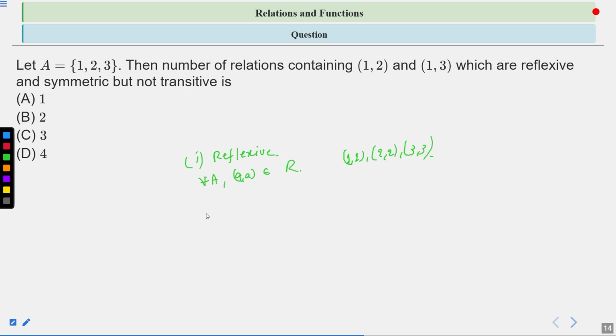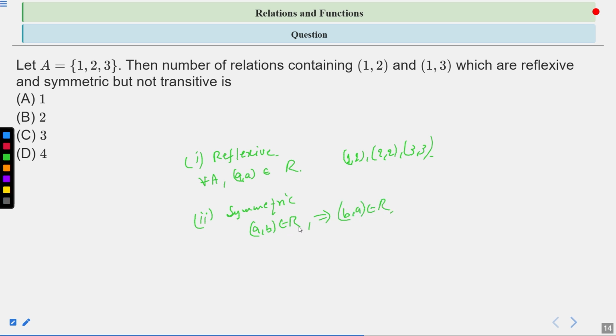Now for symmetric, what is the condition? For symmetric, the condition is if (a, b) belongs to R, if (a, b) is present in the relation R, then this implies (b, a) must be present in the relation R, right?